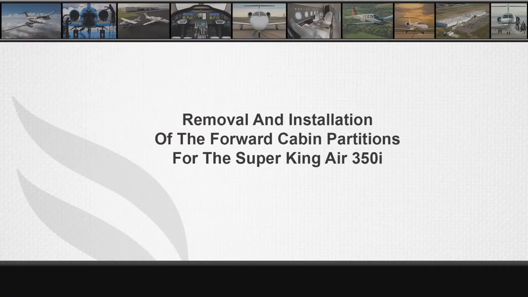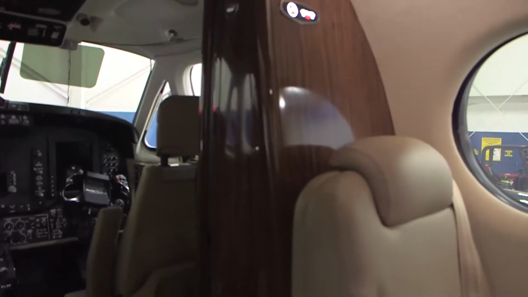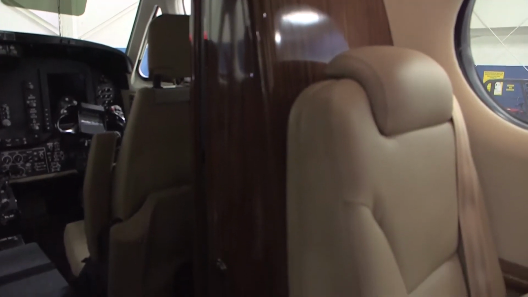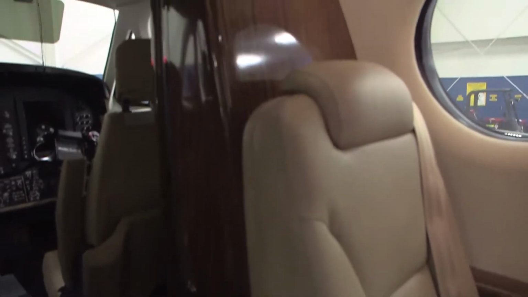This video will demonstrate how to remove the forward left and right cabin partitions on the Super King Air 350i. These instructions are applicable to serial numbers FL601, FL672, FL688, and after with the VIP interior and cabin management system installed. As a precaution, ensure that the tail stand is in place and the power is shut off to the cabin before beginning to remove the partitions. Gain access to the passenger cabin.